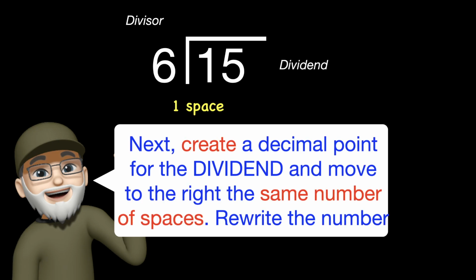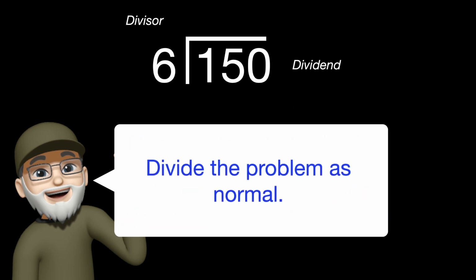Next, you want to create a decimal point for the dividend, and then move that decimal point to the right the same number of spaces, in this case, 1 space. Then you rewrite the number, and you put a 0 in any of the empty spaces. After that, just divide the problem as normal.